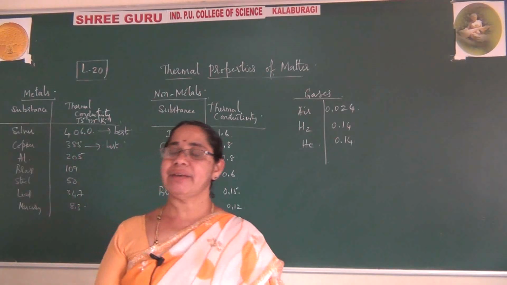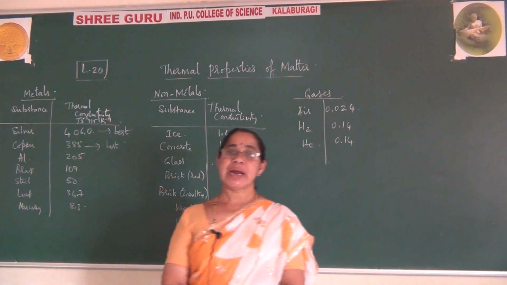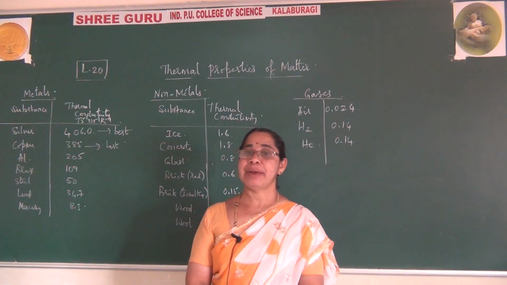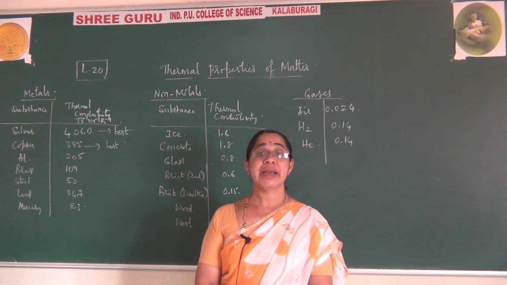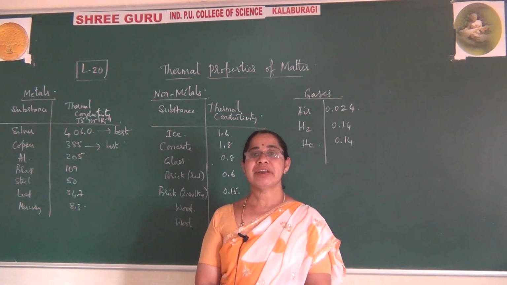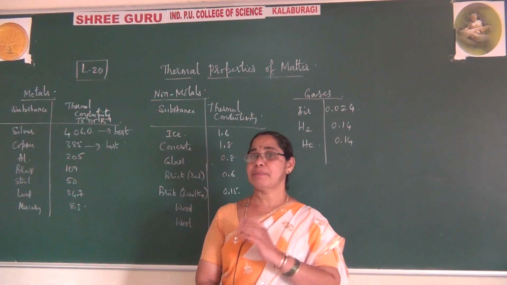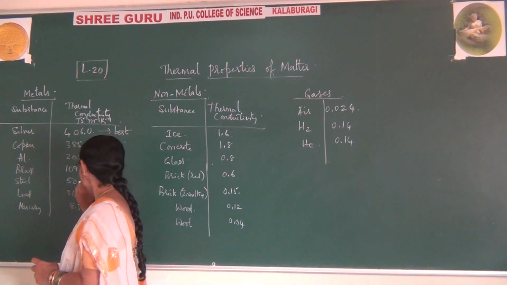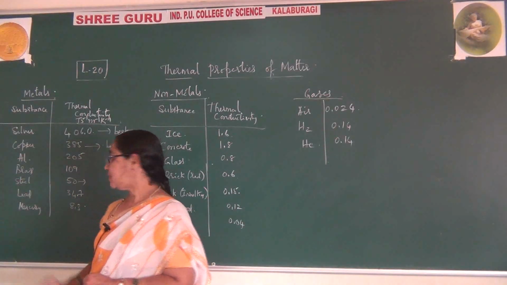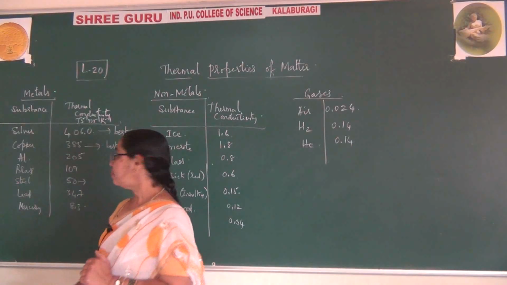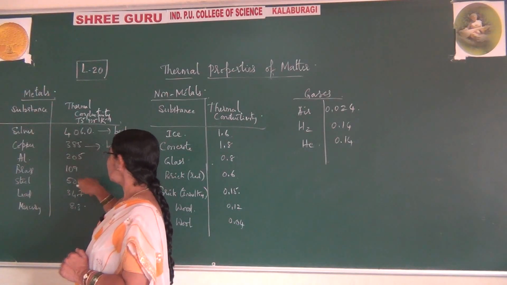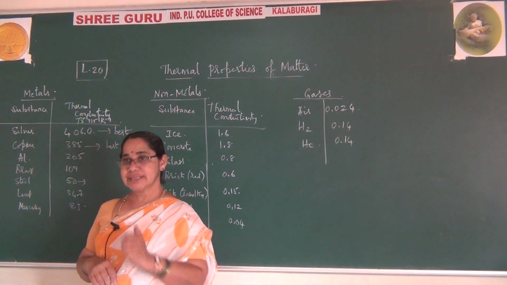For this I can give a best example: at home, cooking utensils are preferably made up of steel and aluminum. We have seen it. But iron-made materials are preferably not used for cooking. If I take the example of steel, you can observe it is 50. Compared to copper, it is very less. So it is not very suitable to cook food in steel.